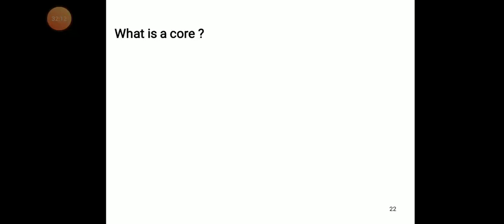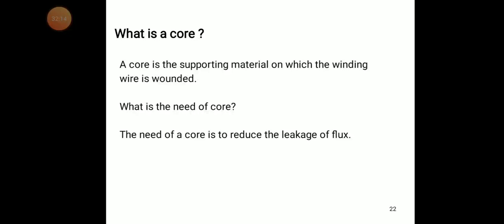So now we try to discuss this. First of all, we need to know what a core is. A core is the supporting material on which the winding wire is wound. Whatever wire we use for the inductor is wound on this material.